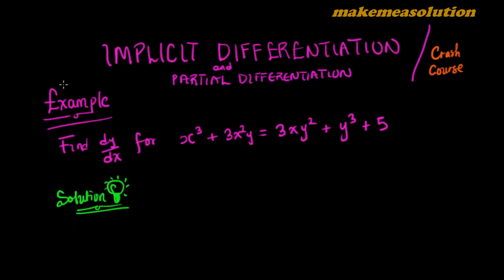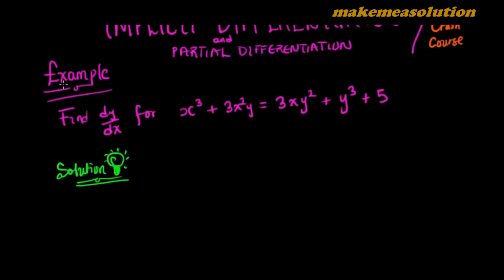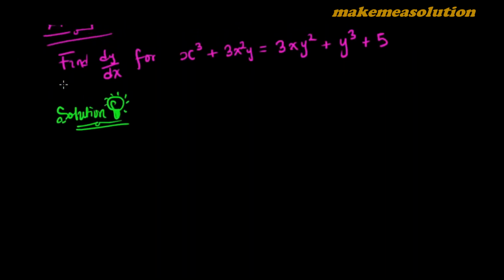So we are given this example to find dy dx for x cubed plus 3x squared y is equal to 3xy squared plus y cubed plus 5, and this is going to be a crash course, so it's going to be fast. We're not going to really emphasize too much detail. I'll assume that you already know the background of differentiation at this point. So let's quickly find dy dx for this particular example given to us.